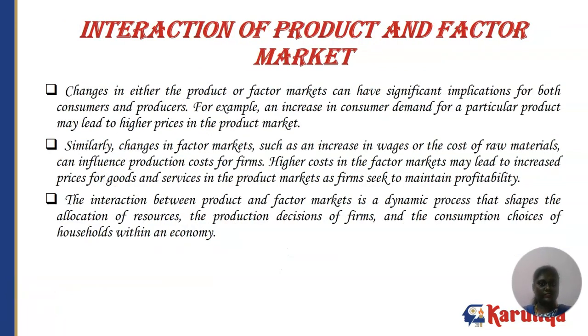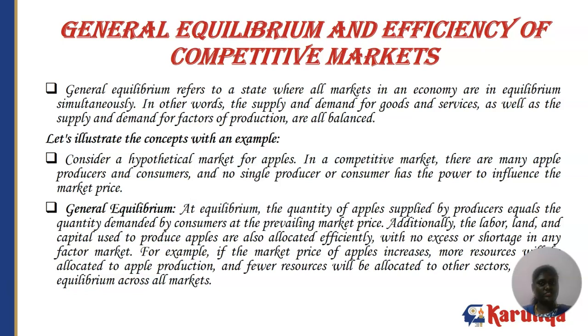Interaction of product and factor markets, and now we are going to see about general equilibrium and efficiency of competitive markets. General equilibrium refers to a state where all the markets in an economy are in equilibrium simultaneously. In other words, supply and demand for goods and services, as well as the supply and demand for factors of production, both are being balanced, and that is called general equilibrium.